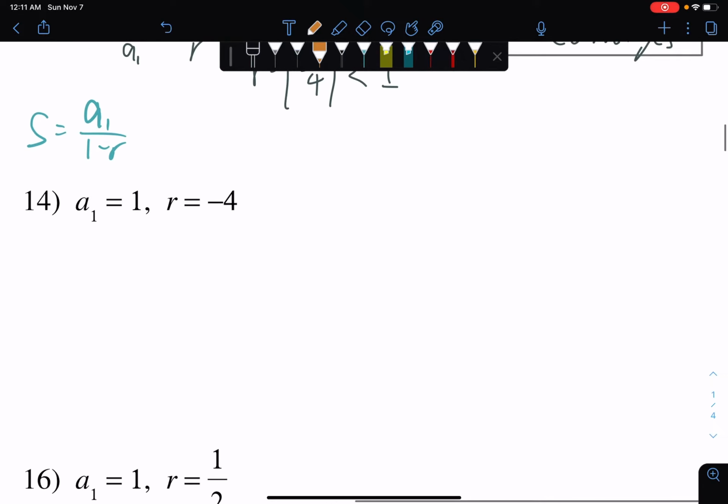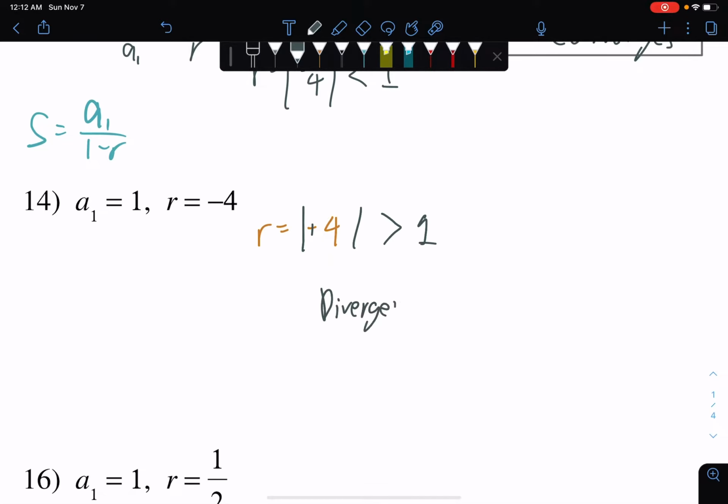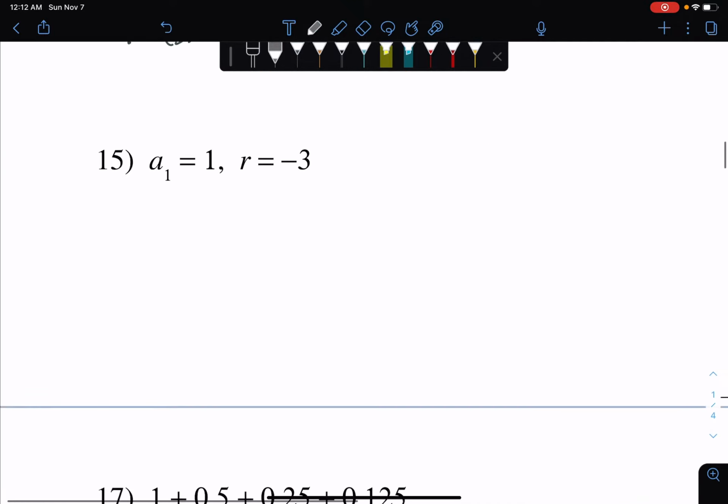For number 14, let's assess if our common ratio is less than 1 or greater than 1. So -4, absolute value, this will be +4. It's greater than 1. Therefore, series diverges. Therefore, no sum. We don't have to use the formula anymore because there's no sum really. Alright, let's move to number 15.